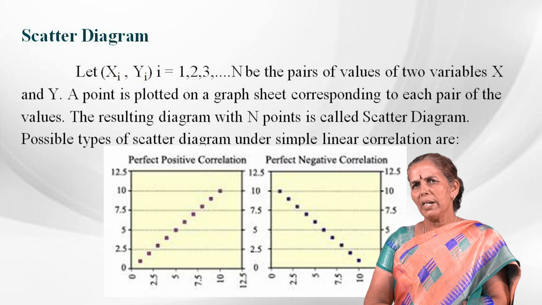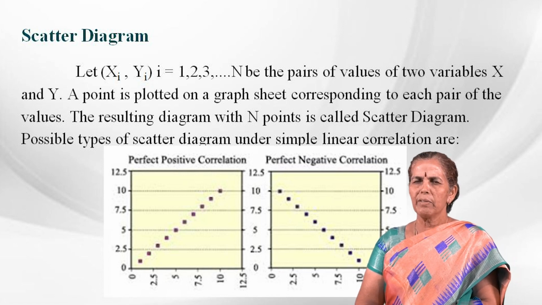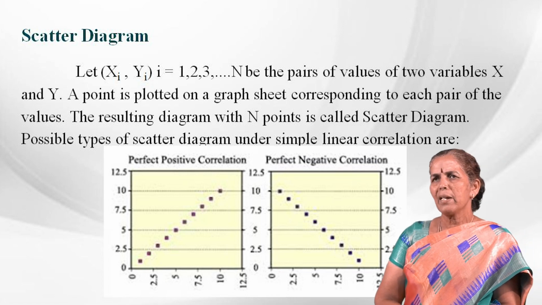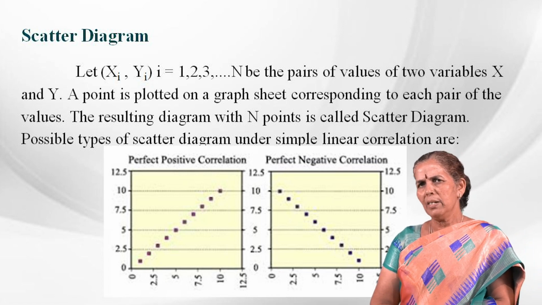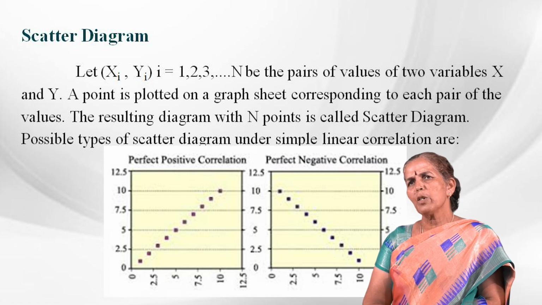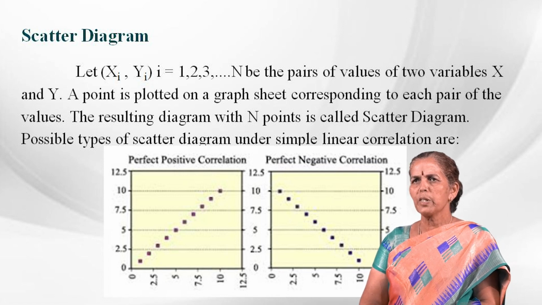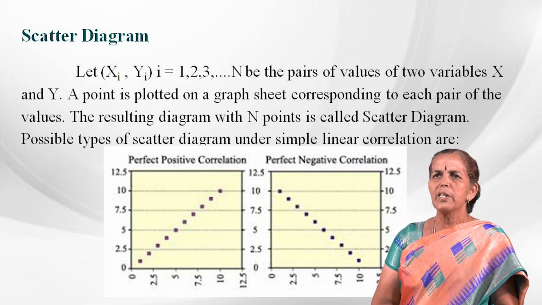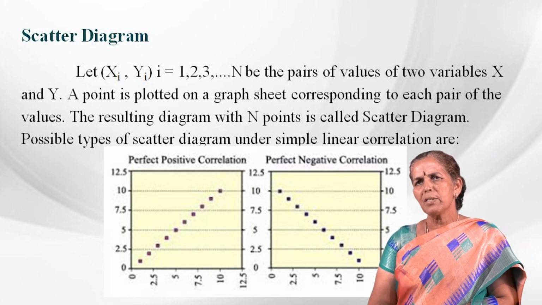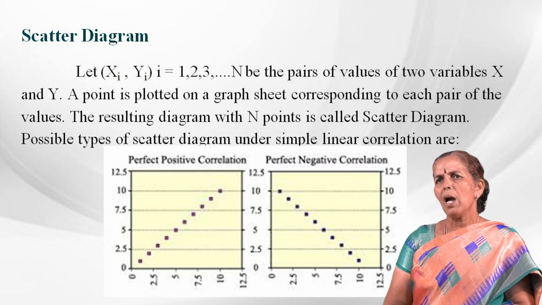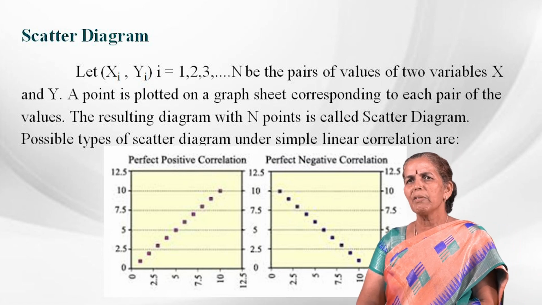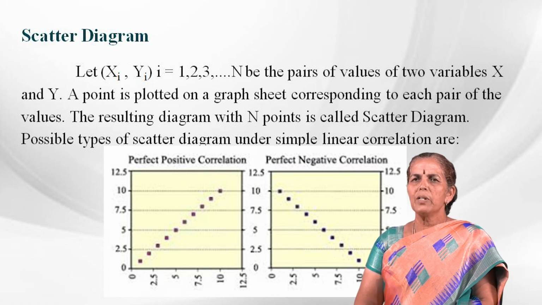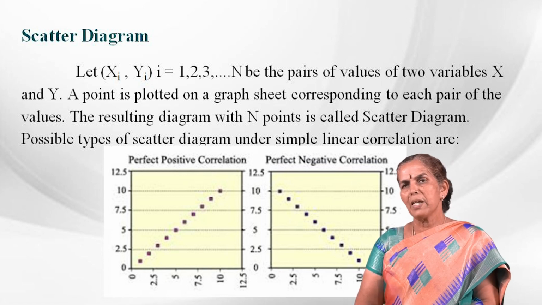Let xi and yi, that is x and y, be related variables. It takes n values, i ranges from 1 to n, the pairs of values of the two variables x and y. A point is plotted on a graph sheet corresponding to each pair of values. The resulting diagram with n points is called a scatter diagram. The possible types of scatter diagram and the symbol for linear correlation are given below. The first figure, perfect positive correlation. In this, both the values are moving in the same direction.